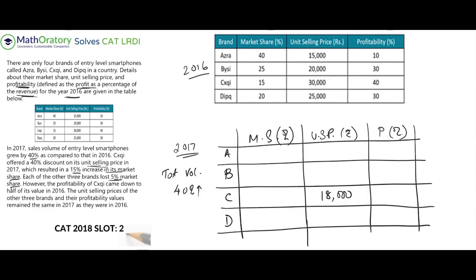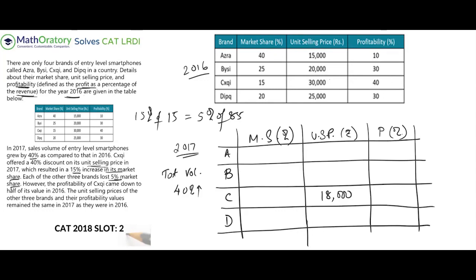So what we are trying to say is 15% of 15, that is for C, must be equal to 5% of the remaining, isn't it? Because as it says, each of the other three brands lost 5% of market share. So implying that the remaining market share is 85%, right? So you're losing 5% and gaining 15%.